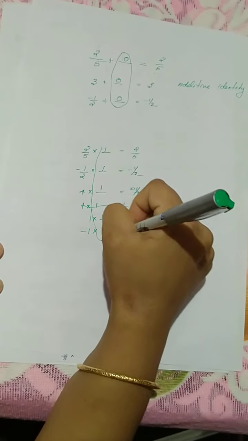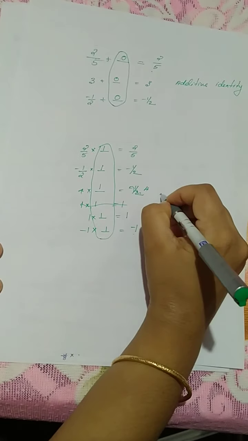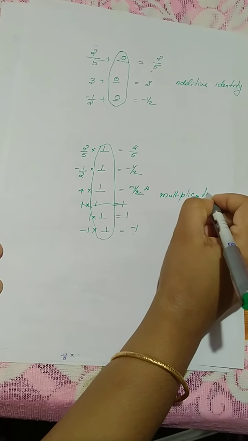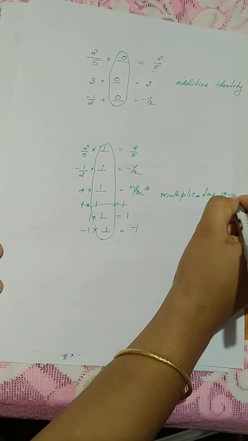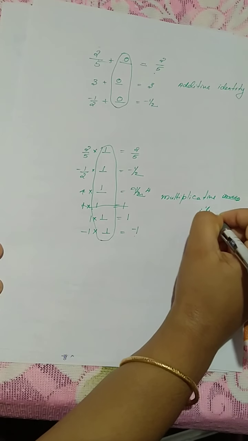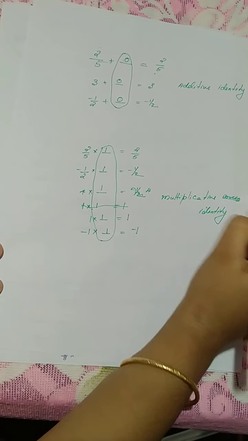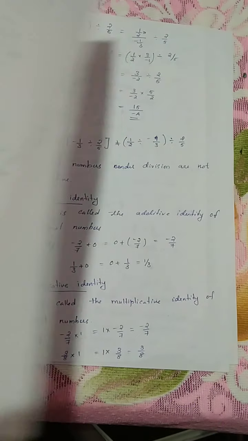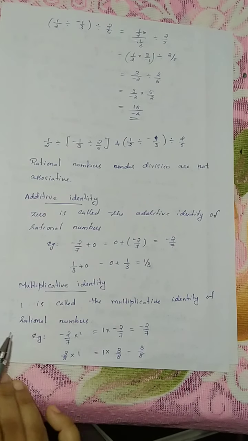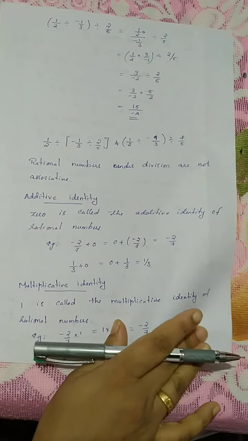So this 1 is known as the multiplicative identity. So 1 is called the multiplicative identity of rational numbers.